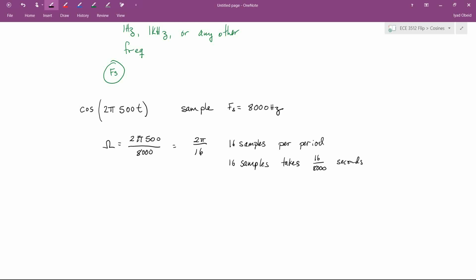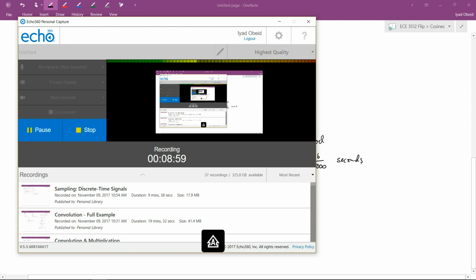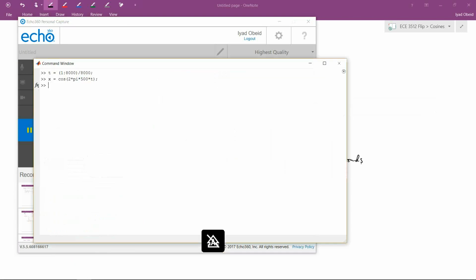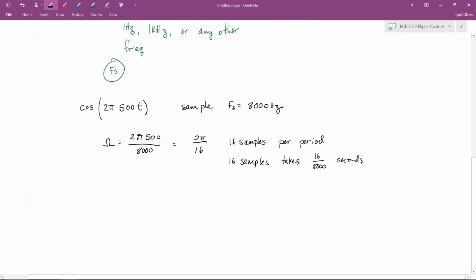So let me show you what I mean by that. Let's actually listen to this sound. Hopefully this will work with the video. I've already taken the liberty of creating a 1 second signal. So it goes from 1 to 8,000 divided by 8,000. So that's a 1 second signal at 8,000 hertz. And then I've created a cosine at 500 hertz based on that. And if I listen to it, sound scale of x comma 8,000, I get a 500 hertz signal. Okay, let's try that again with the sound turned up all the way. Good. So that worked out well.